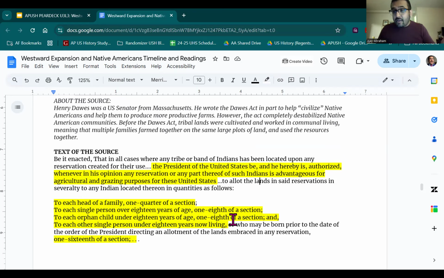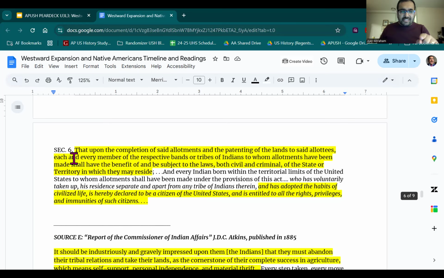So it's not the orphan's fault, I suppose, that their parents are dead. I don't know, not great. But to each single person under the age of 18, or by 1887, they're going to get 1/16 of a section. Okay. This is getting overly complicated, but what you're noticing is that's not leaving a lot of room for the actual family to plot, since it is a section. And at the start, it's 1/4 of a section for the head of the family. By the time this is all done, it's going to be a lot of land that's not allotted.